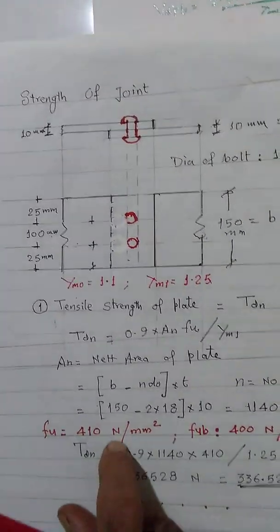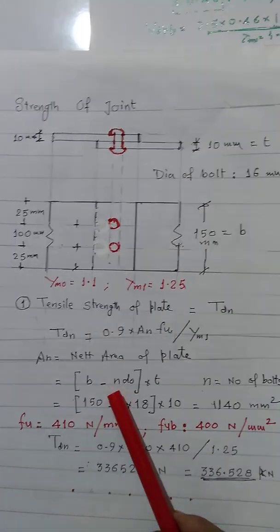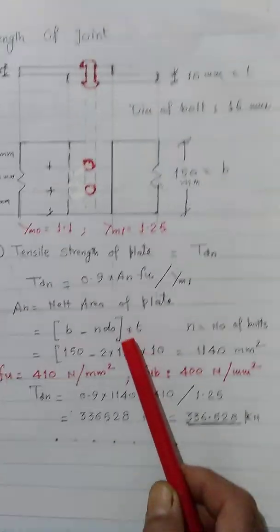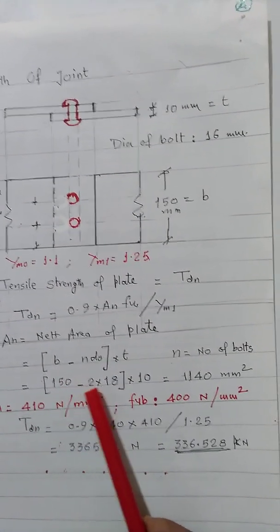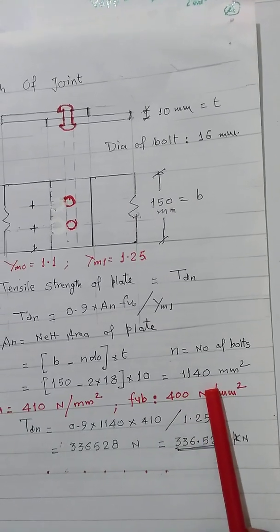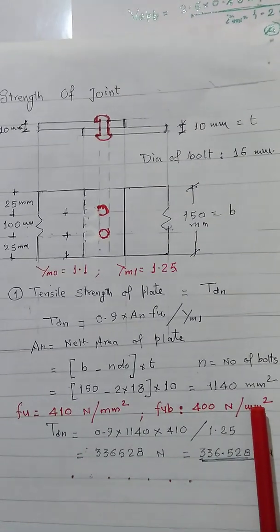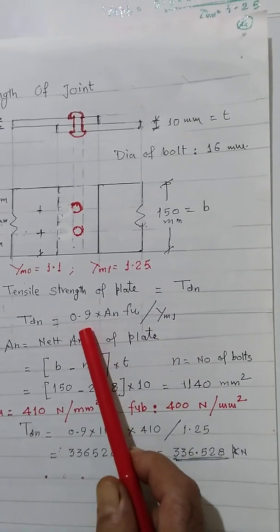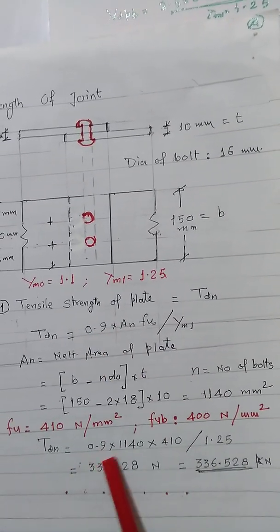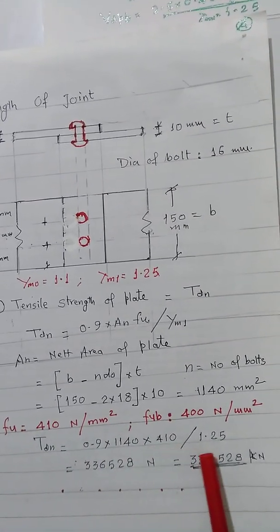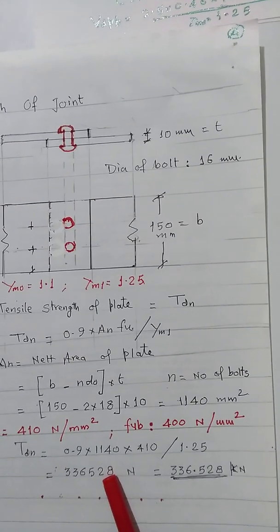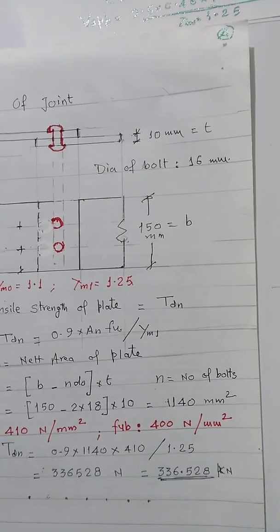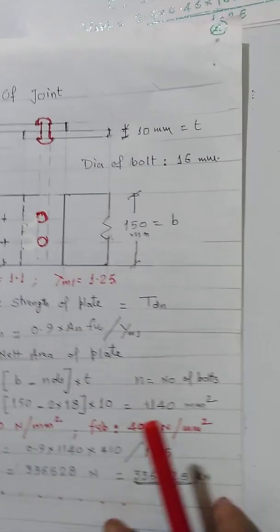Now, first of all, we try to calculate the net area: B minus n times D0, into T. N is the number of bolts, D0 is the diameter of a hole. 150 minus 2 into 18, into 10, that will give 1140 mm square as the AN. Substituting this value in this mathematical expression, 0.9 into 410 upon 1.25, this much Newton, or we can convert it into kilonewton, it is 336.52 kilonewton. This is the tensile strength of a plate.